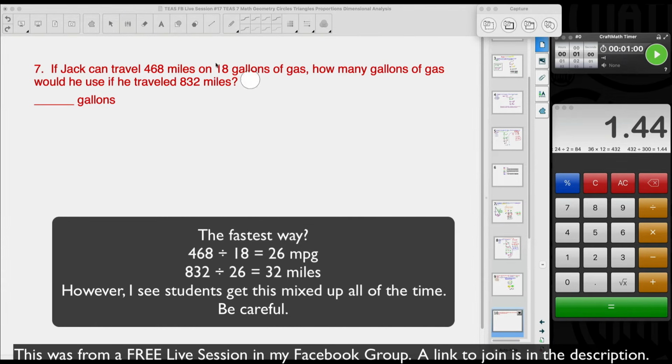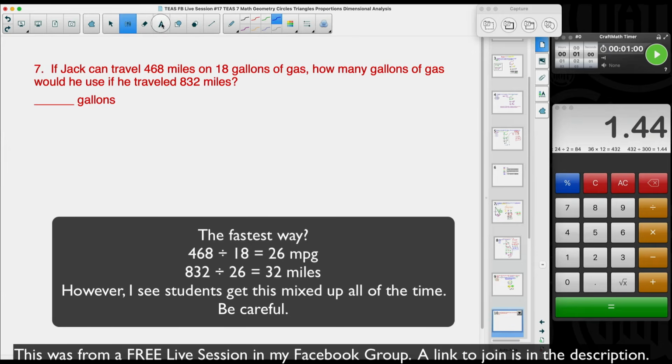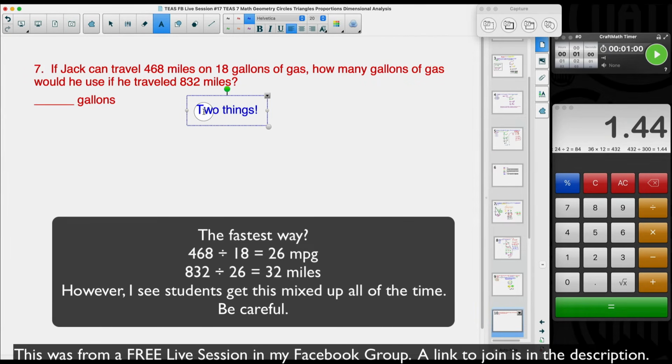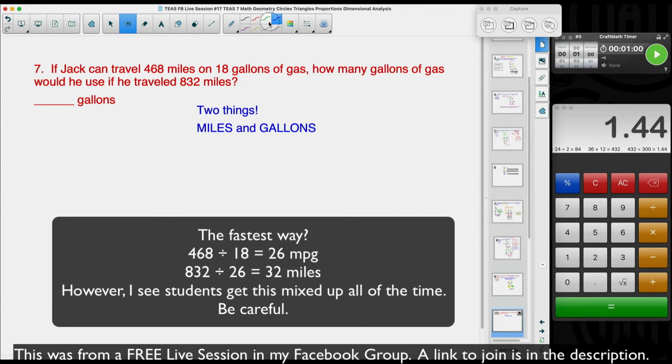So, this has nothing to do with gauze pads and money. We're talking about miles and gallons. That's what I want you to see here. We are comparing two things again. We have miles and gallons. And a lot of times, not every time, those two numbers that are kind of close to each other, notice the 468.